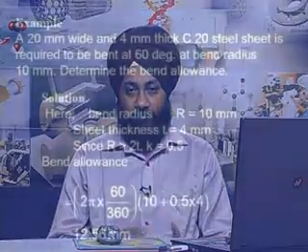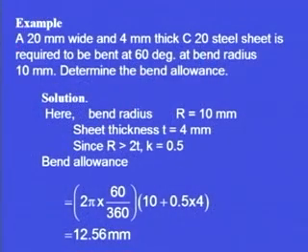Knowing the bend radius, which has already been provided in the example, and knowing the sheet thickness, which is already given as 4 millimeter, and calculating the value of K from the formula, R is greater than 2T, K is 0.5. So, bend allowance can be calculated. This is 2 pi multiplied by 60 by 360. Why 60 by 360?